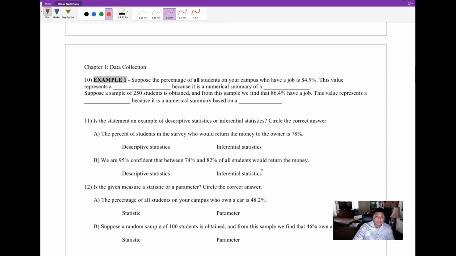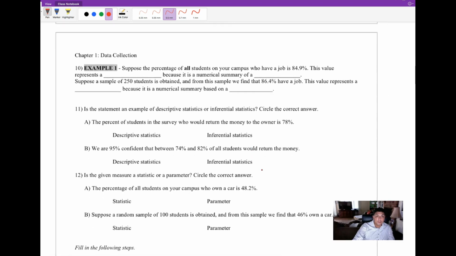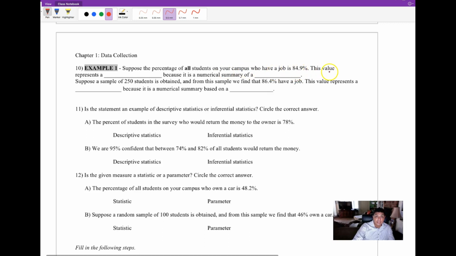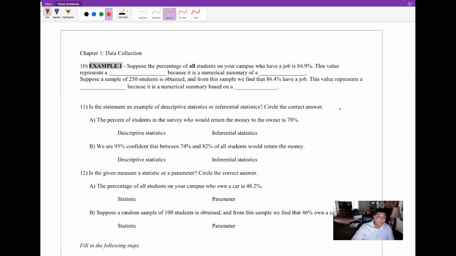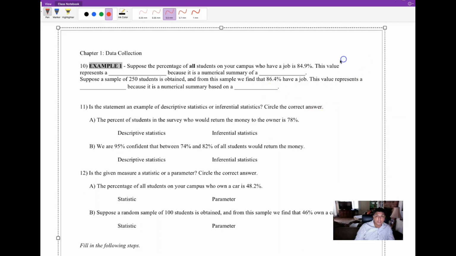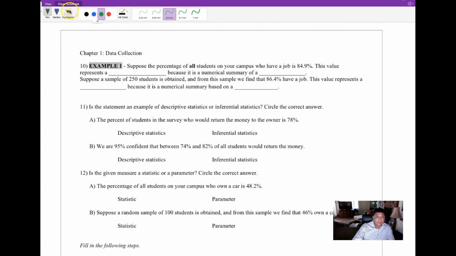Now let's take a look at some short examples real quick here. Example 1, suppose the percentage of all students on your campus who have a job is 84.9%. This value represents a parameter or a statistic. In this case, this is because we referenced all of the students, right there where it says all of the students. That value would be considered a, let's change colors now, a parameter, because it's referencing all the students. Parameter goes with the population.